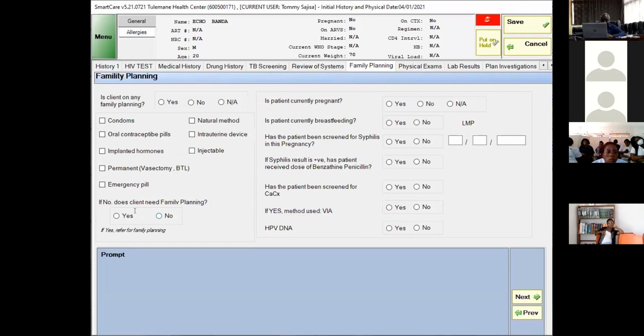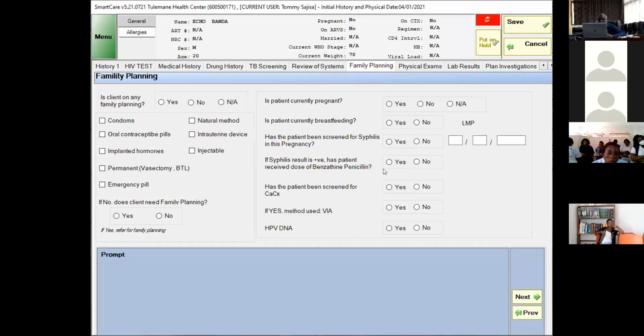And that question of saying, if no, does the client need family planning? Then if yes, refer for family planning. So that one is also taken care of. The pregnancy: if the client or patient is currently pregnant, has the patient been screened for syphilis in this pregnancy? So yes or no, and yes or no. If syphilis is present, have they been given penicillin?